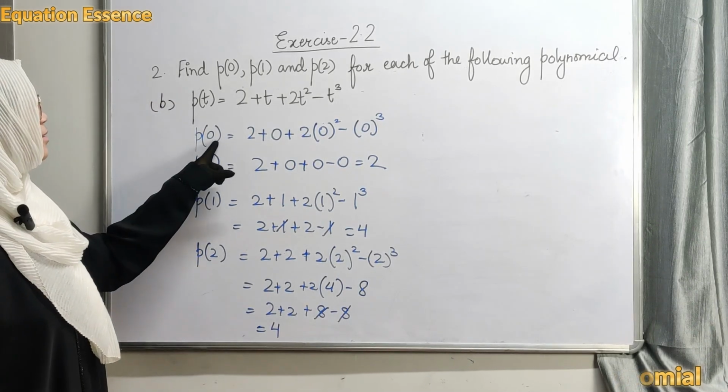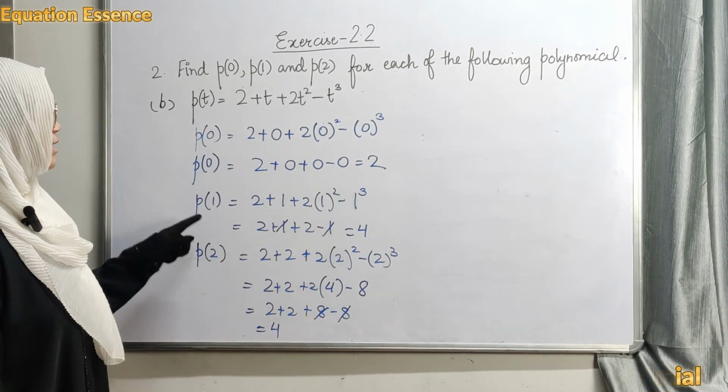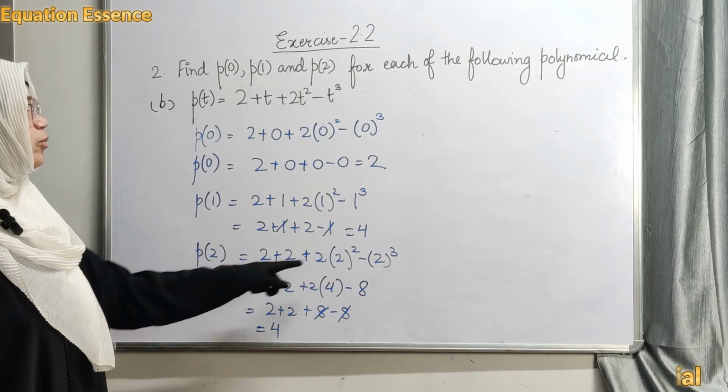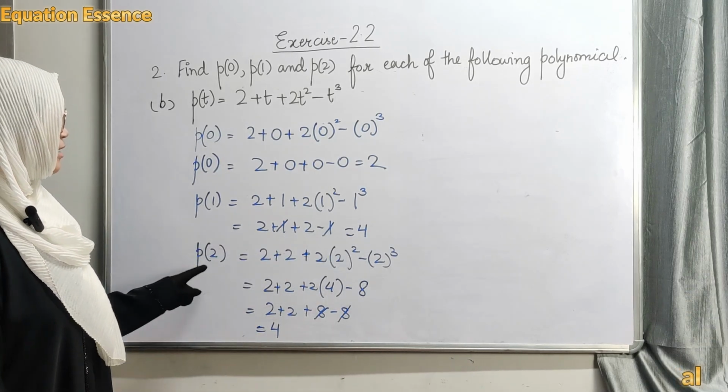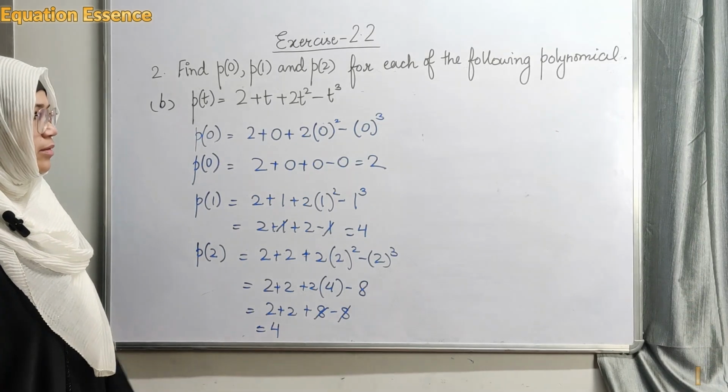So at t equals 0, the value of the polynomial will become 2. And at t equals 1, the value of the polynomial will become 4. And at t equals 2, the value of the polynomial will become 4.